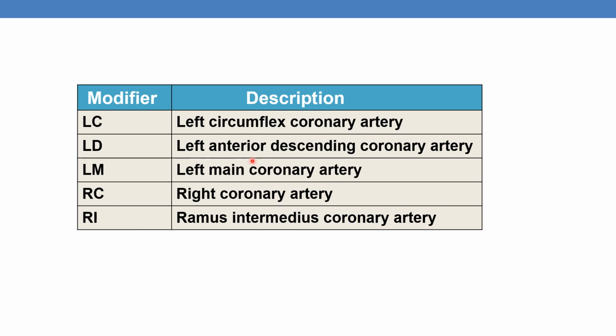In our question, you can find left anterior descending coronary artery. That is a branch of coronary artery. Previously, I have said coronary artery, but we are discussing the branch here. The main branch of coronary artery is nothing but left anterior descending coronary artery. So, you need to append the LD modifier.